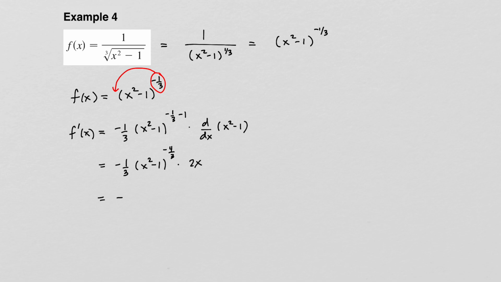And so now if I write everything in fraction form, we have negative 1/3 times 1 over x squared minus 1 to the positive 4/3, times 2x, which can be thought of as 2x over 1. And I can combine all these into a single fraction by multiplying all these numerators together, which gives us negative 2x. And then in the denominator, we have 3 times x squared minus 1 to the 4/3.